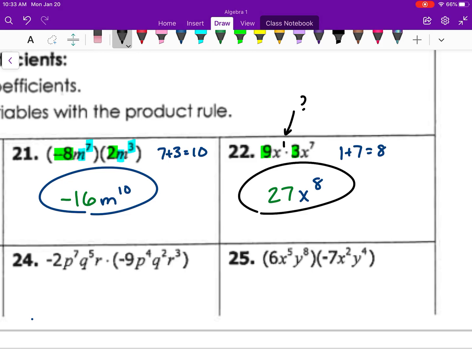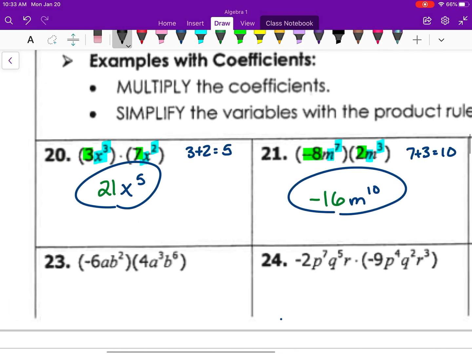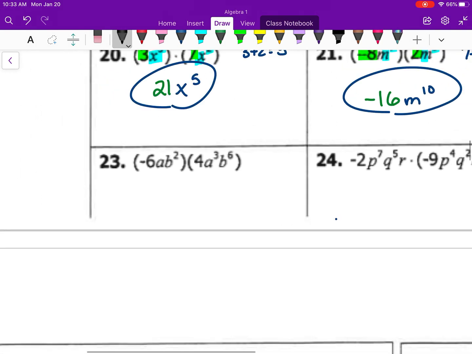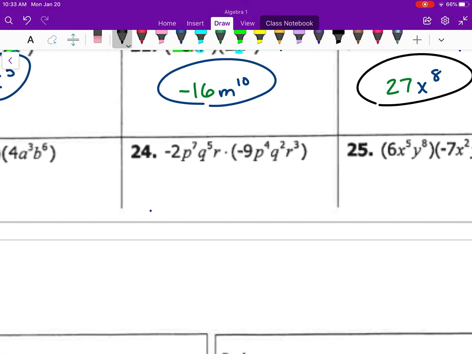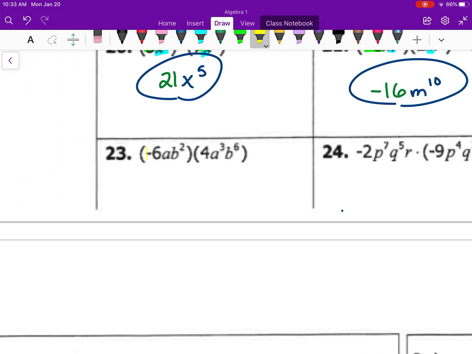Now, when we move on to multiple letters, you can still only do this product rule with letters that match. So you kind of treat it like 3 different problems. When there's 3 letters, it's like 4 different problems. But on 23, I'm still multiplying. -6 times 4 is -24. Now, when I move on to A, I only care about the other A.